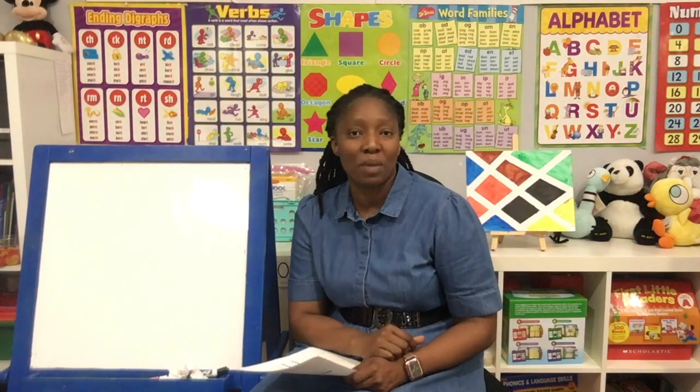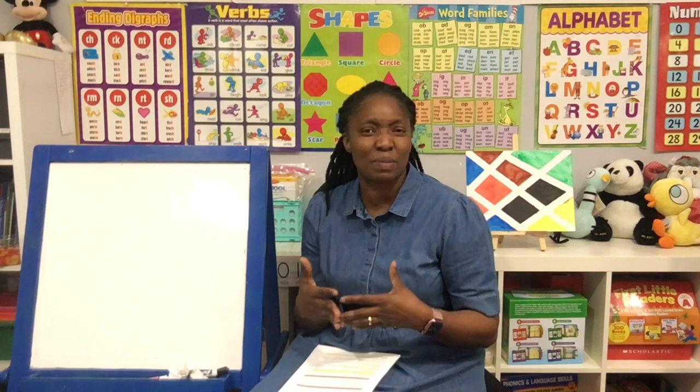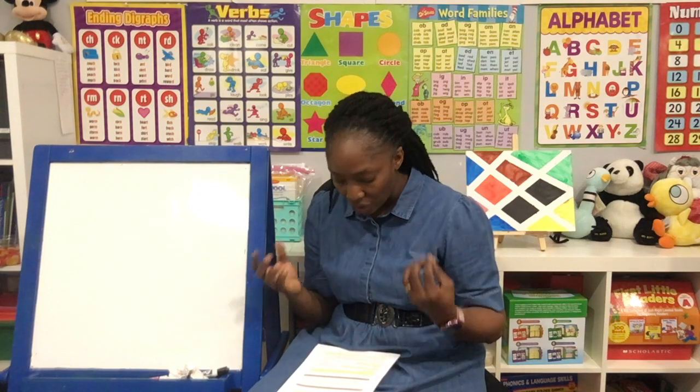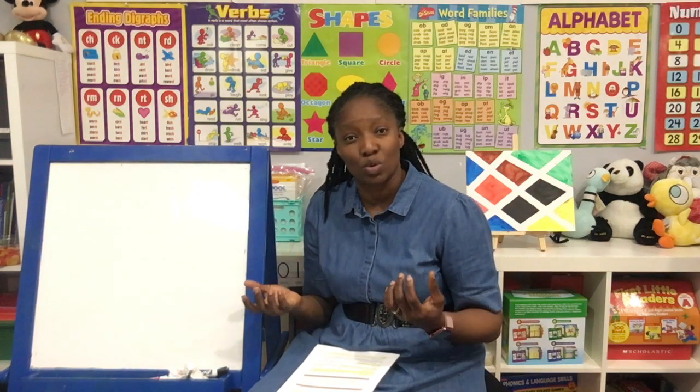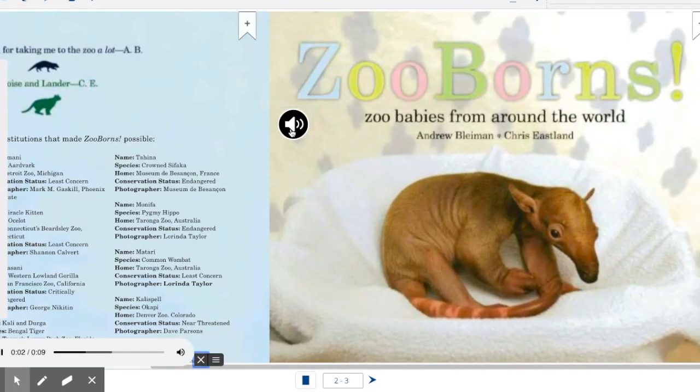I'm going to read you an informational text today. Our informational text is going to give us real facts about animals. It's going to give us facts about baby animals. Informational text might usually include a photograph. And while we're reading this story today, I want you to think about all of the things that are different and all of the things that are alike about these animals. What makes them different? What makes them alike? I want you to listen to the story today called Zooborns, Zoo Babies from Around the World by Andrew Bleiman and Chris Eastland.